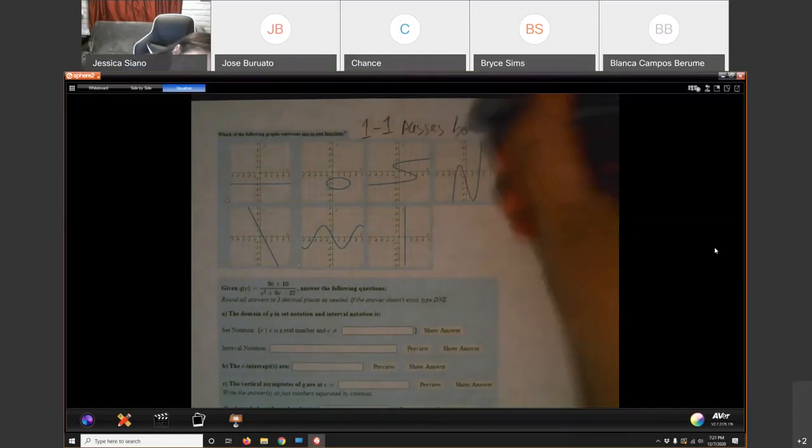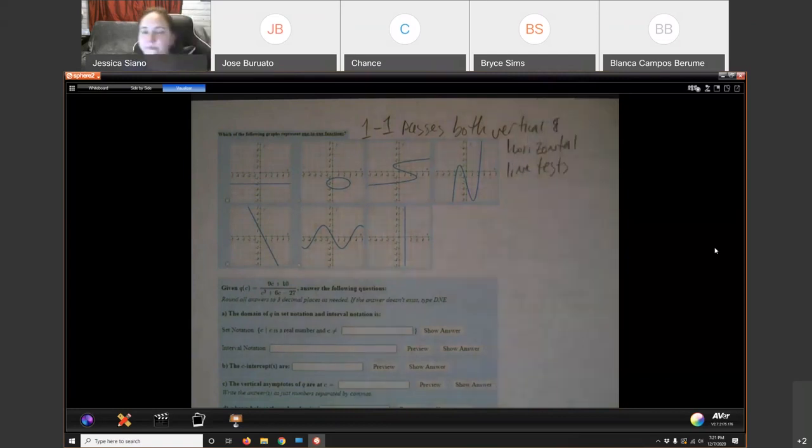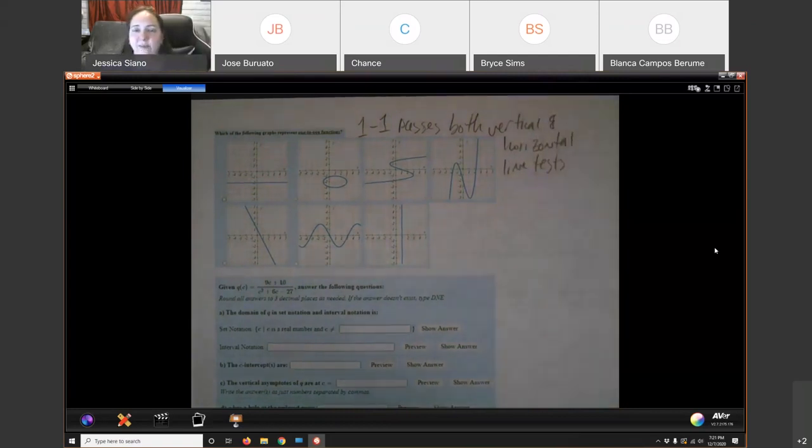passes both the vertical and horizontal line tests. Okay, so it needs to pass both the vertical and the horizontal line test to be one-to-one. And if a function is one-to-one, then it has an inverse. So another way of asking this exact same question would be, which one of these functions has an inverse?